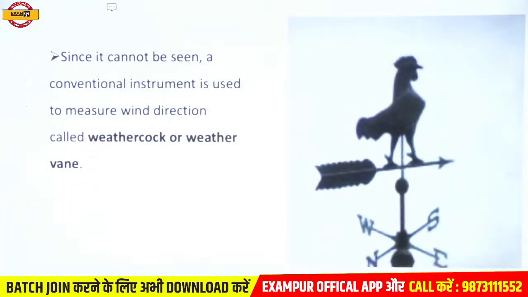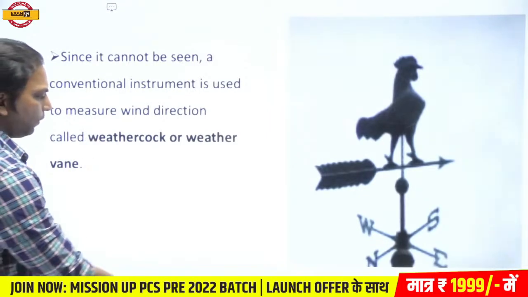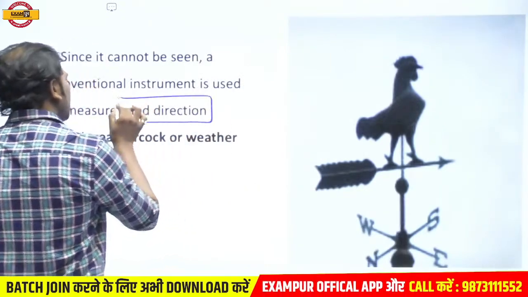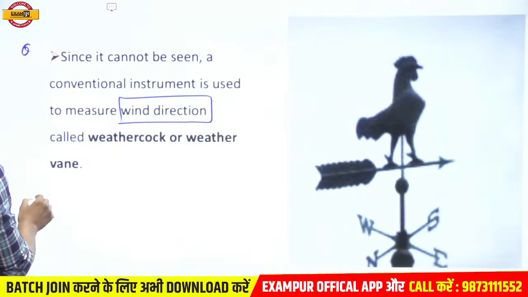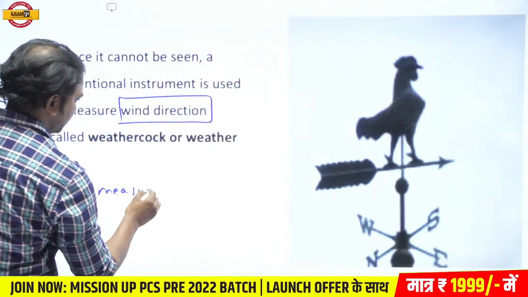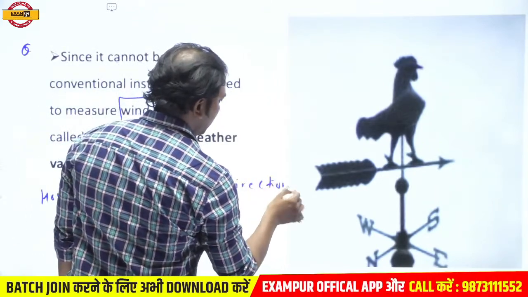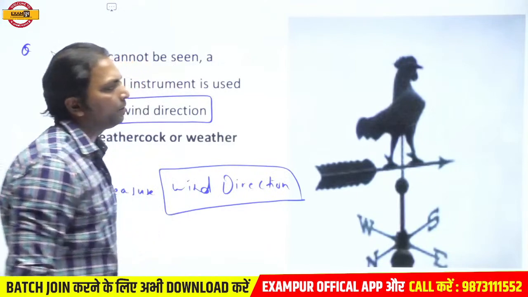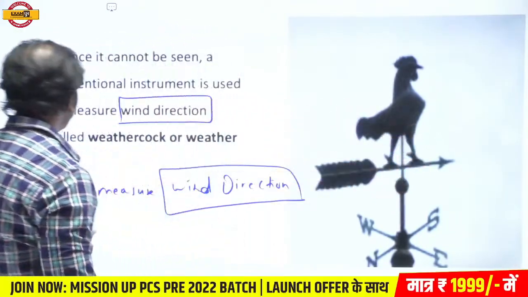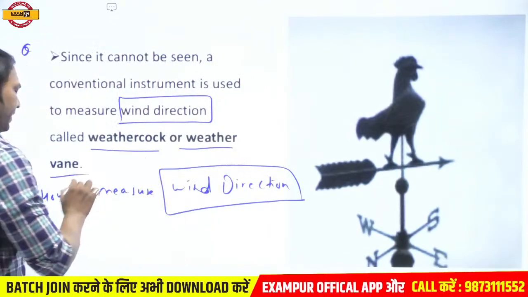Since wind cannot be seen, a conventional instrument is used to measure wind direction. How do we measure the wind's direction? If the question arises like this, how to measure wind direction, you can see this is the instrument, and it is called the weather cock or weather vane.